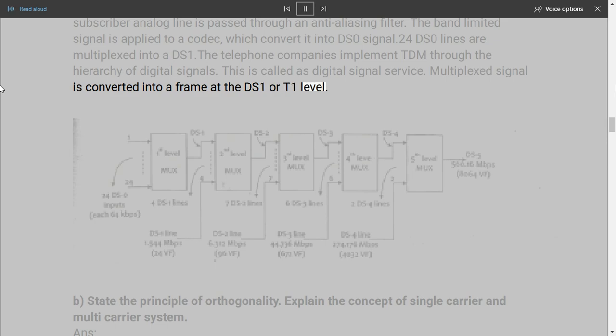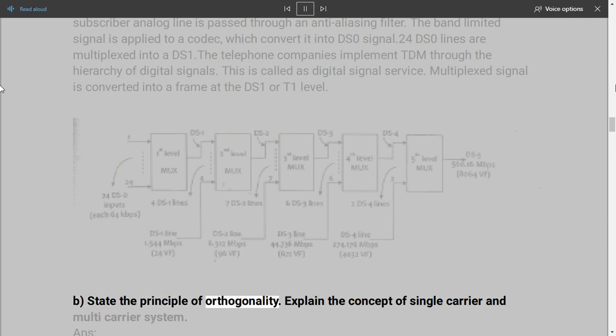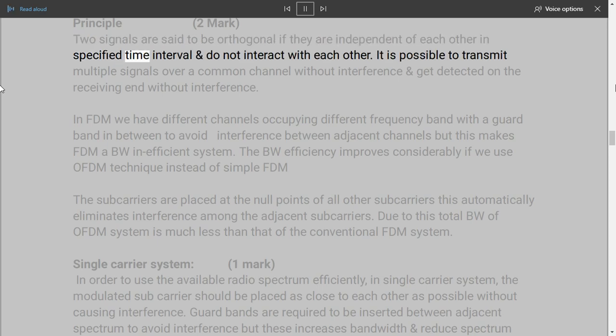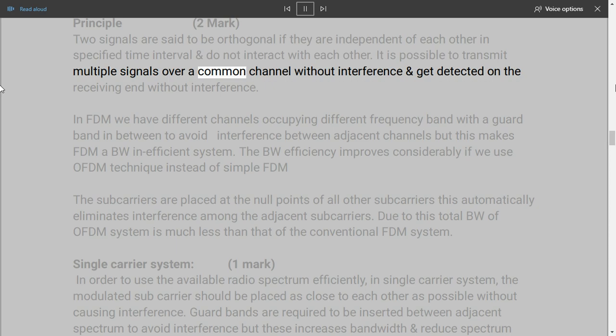Q5. State the principle of orthogonality. Explain the concept of single carrier and multi-carrier system. ANS: principle, 2 marks. Two signals are said to be orthogonal if they are independent of each other in a specified time interval and do not interact with each other. It is possible to transmit multiple signals over a common channel without interference, and get them detected on the receiving end without interference.